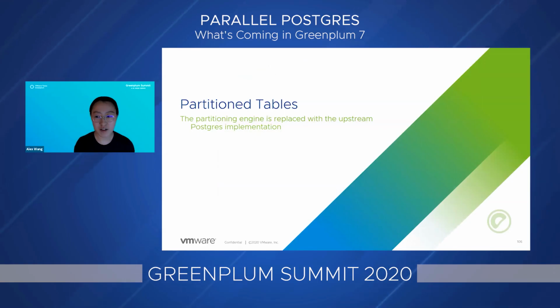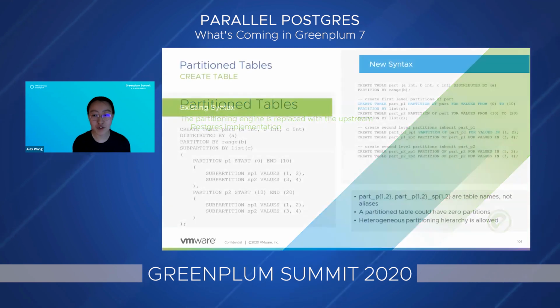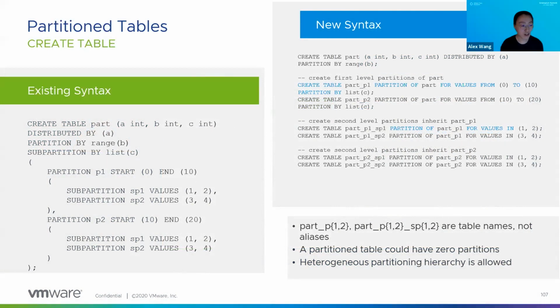In Greenplum 7, the partitioning engine is replaced with the upstream Postgres implementation. That means all of the related catalog tables and internal data structures are new. For users, most of the existing syntaxes remain with the addition of the new syntaxes from upstream. And I'll show you some of the new syntaxes here.